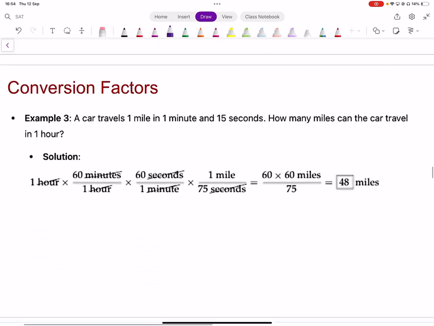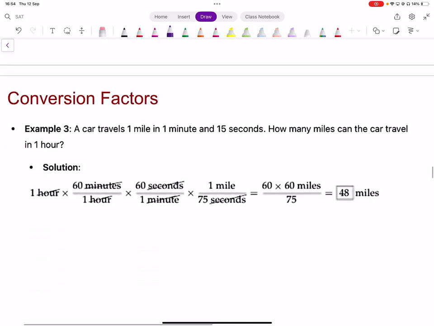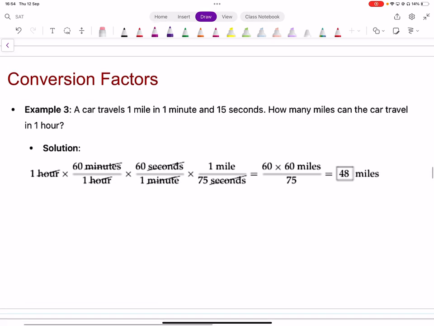Now, let's try to use that in some other examples. Why do I have this here? Let's follow one example again, and then we'll do some more ourselves. A car travels 1 mile in 1 minute and 15 seconds. How many miles can the car travel in 1 hour?